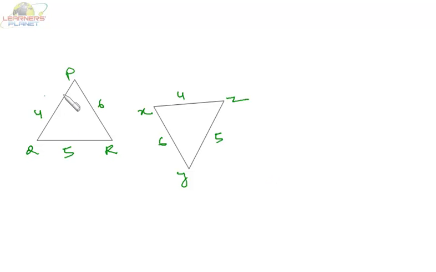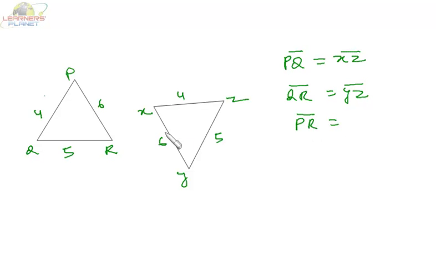Now here we see two triangles PQR and XYZ. The length of PQ is 4 centimeter and here we can see the length of XZ is also 4 centimeter. So PQ is equal to XZ. Similarly, the length of QR is 5 centimeter and the length of YZ is also 5 centimeter. So line segment QR is equal to line segment YZ. Similarly, the length of PR is 6 centimeter and the length of XY is also 6 centimeter. So line segment PR is equal to line segment XY.